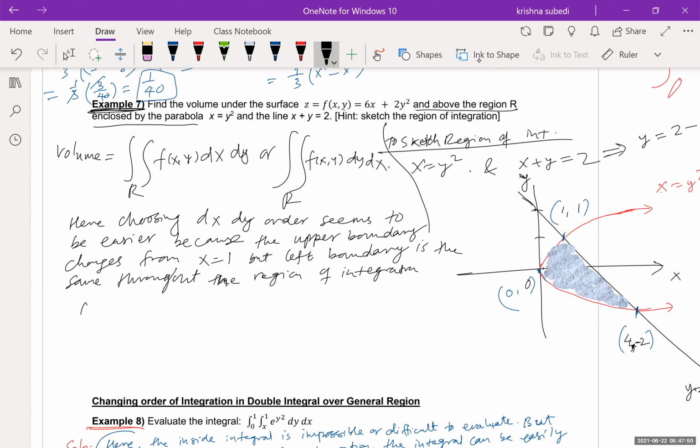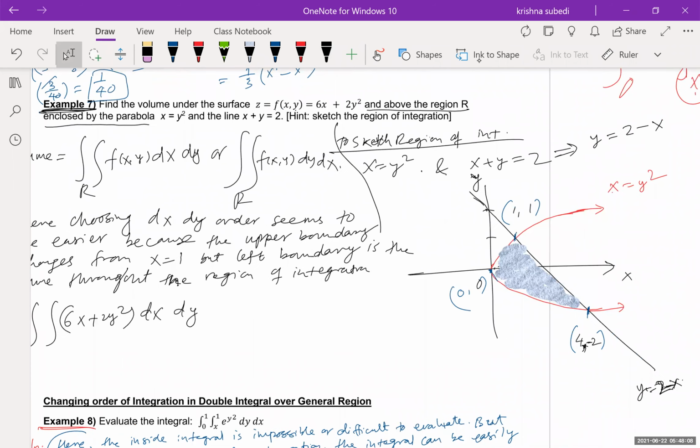So that means if I choose dx dy order, the volume is the integral of 6x plus 2y squared dx dy. Now limit for x, limit for y. So y must be constant only. What is the minimum possible value of y in this region of integration? Somebody tell me, what is the minimum possible value of y? This is the minimum point, all the way this lower limit, which is negative 2. Thank you. Yeah, negative 2.